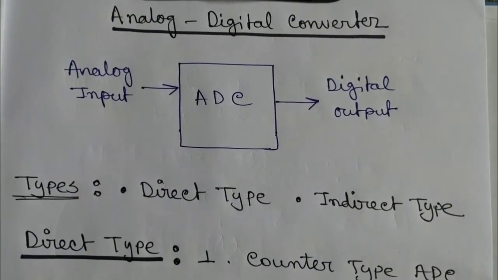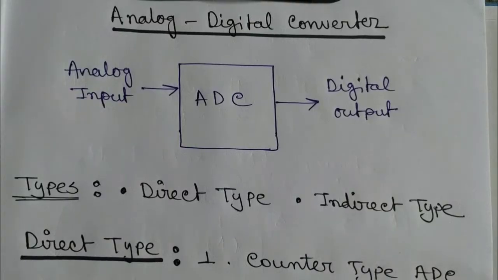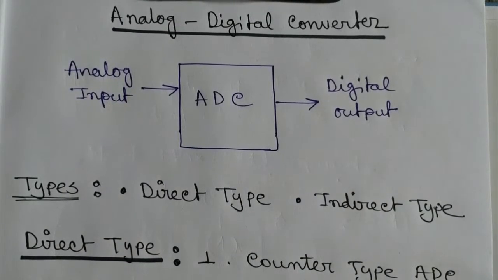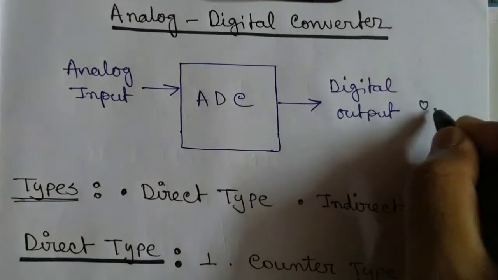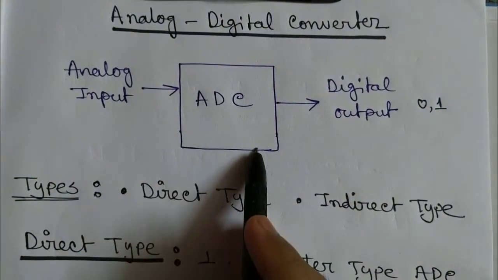Now come to the second part, analog to digital converter. Analog to digital converter is also known as ADC converter. It converts an analog signal into a digital signal. The digital signal is represented with a binary code which is a combination of 0 and 1. Here it is the general block diagram of ADC converter.